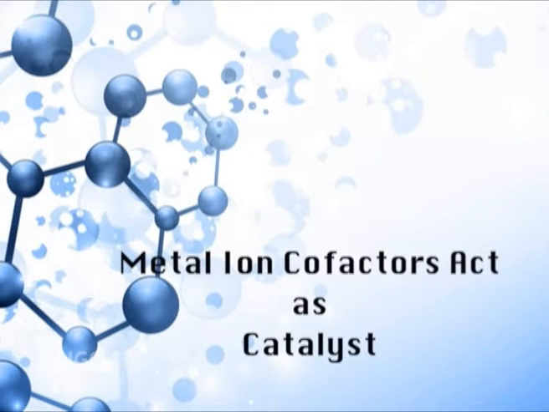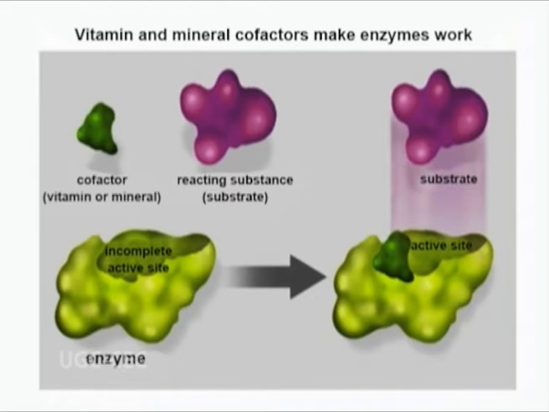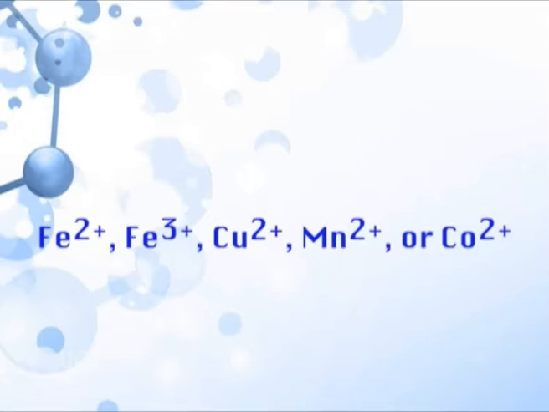Metal ion cofactors act as catalysts. Nearly 1/3 of all known enzymes require metal ions for catalytic activity. This group of enzymes includes the metalloenzymes, which contain tightly bound metal ion cofactors, most commonly transition metal ions such as ferrous ion, ferric ion, cuprous ion, manganese ion or cobalt ion.